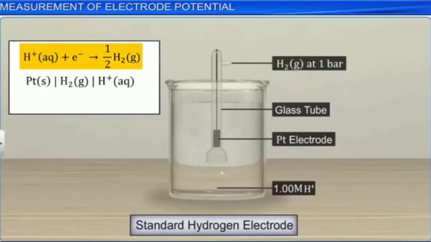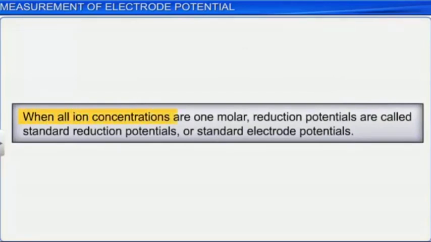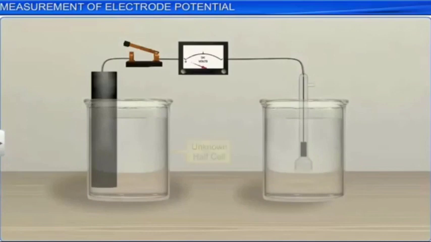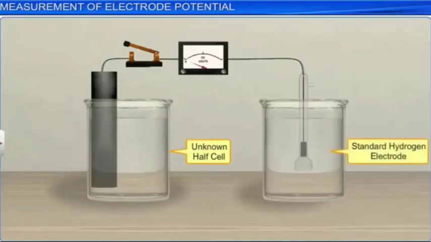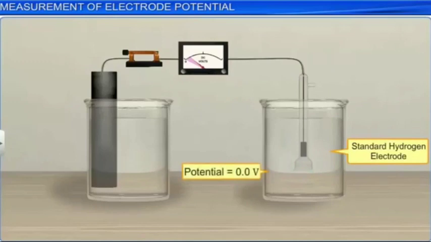By convention, the potential of the standard hydrogen electrode is assumed as 0 volts. When all ion concentrations are 1 molar, reduction potentials are called standard reduction potentials or standard electrode potentials. The standard electrode potential of an unknown half cell is determined experimentally by combining it with the standard hydrogen electrode. The EMF of the resulting galvanic cell is determined using a voltmeter. As the potential of the standard hydrogen electrode is assumed as 0 volts, the measured EMF itself becomes the standard electrode potential of the given half cell.